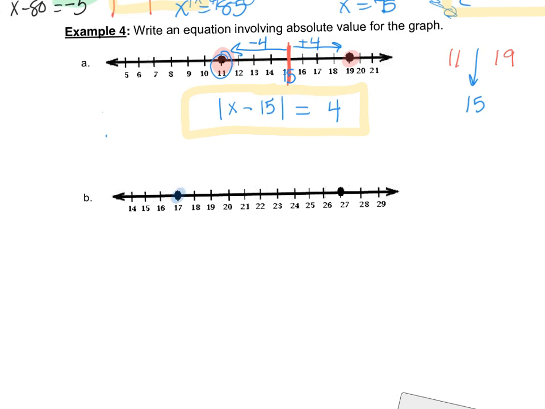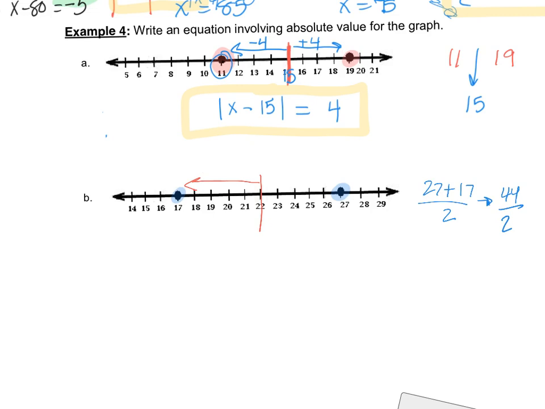Similarly, here's 17 and 27. Your job is to figure out who is the middle number. Well, to find the middle number, you can either count or you can find the average between the two. It's basically 27 plus 17 divided by 2. 27 plus 17 is 44, divided by 2 is 22. So now I know that 22 is the middle number.